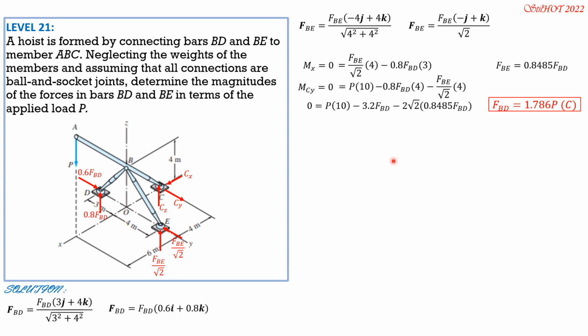Solving for FBD, FBD is equal to 1.786 P. It is compression as expected, but you may not indicate because we are just told to determine the magnitudes of the forces in bars BD and BE. So substitute FBE is 0.8485 of 1.786 P. So FBE is equal to 1.515 of P. So that's it for this problem.